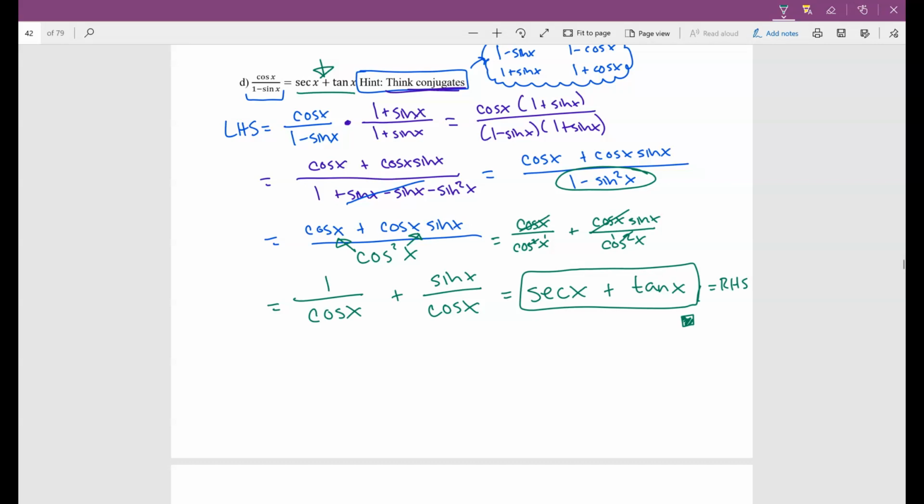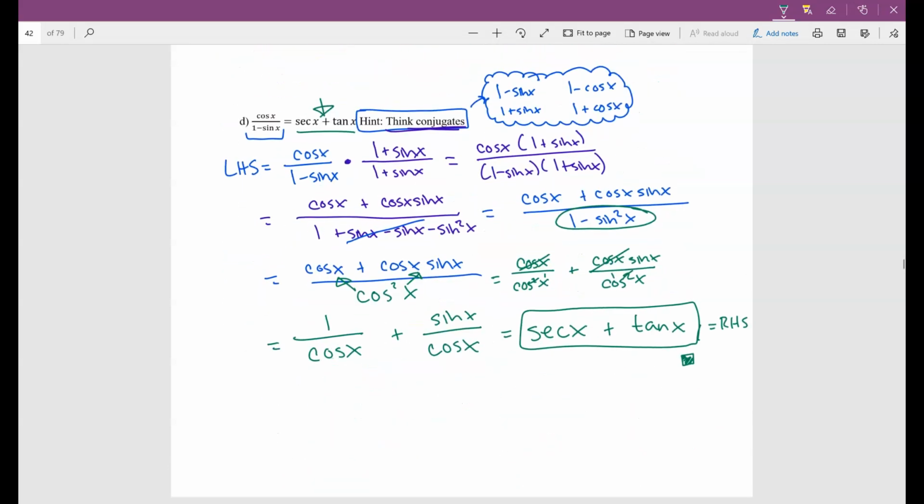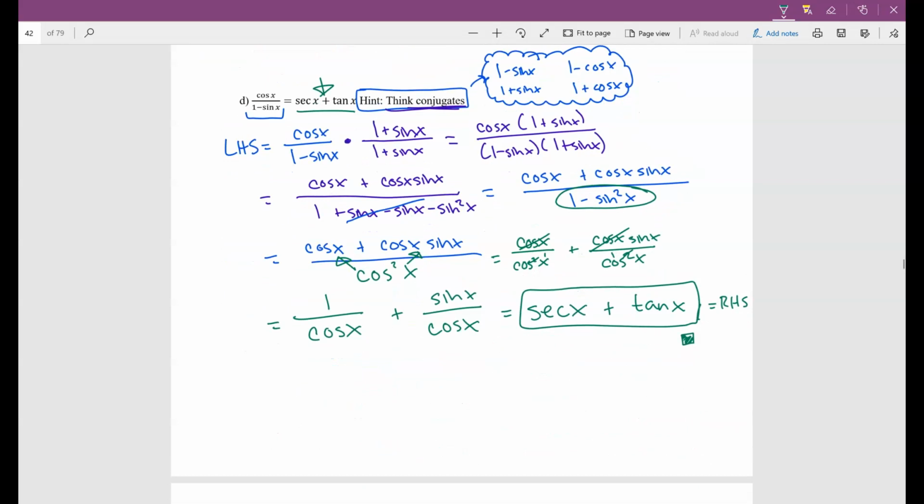So here are some examples using the Pythagorean identities and some of the basic reciprocal identities. Later on, I'm going to show you guys a couple more identities that will be a little bit more useful.